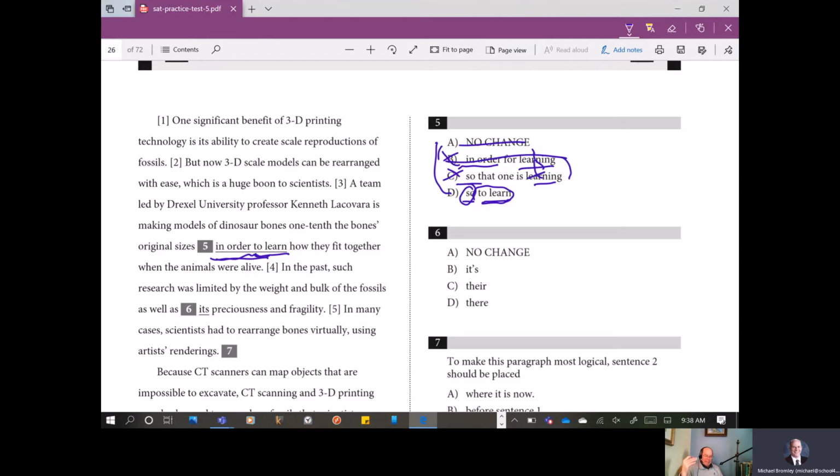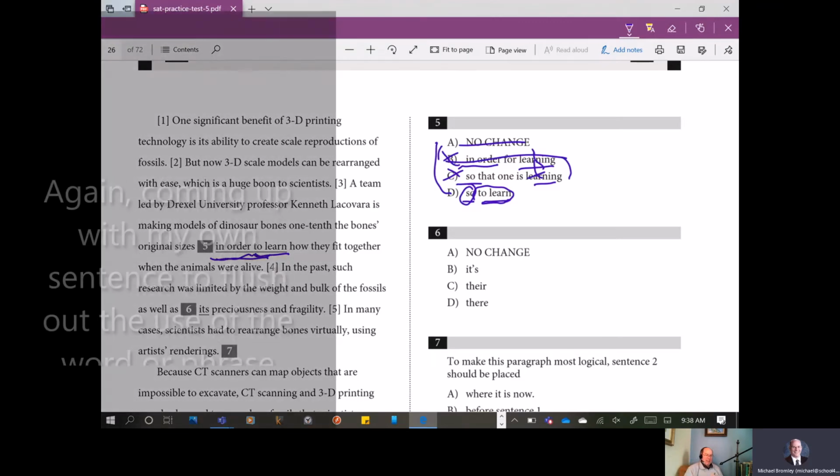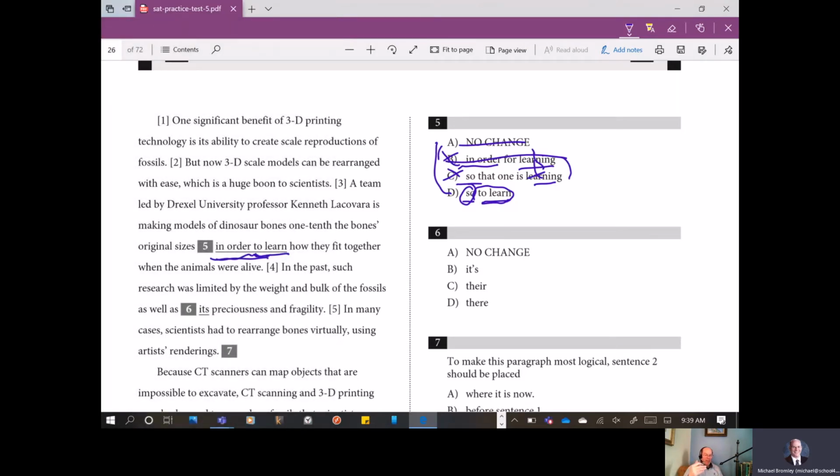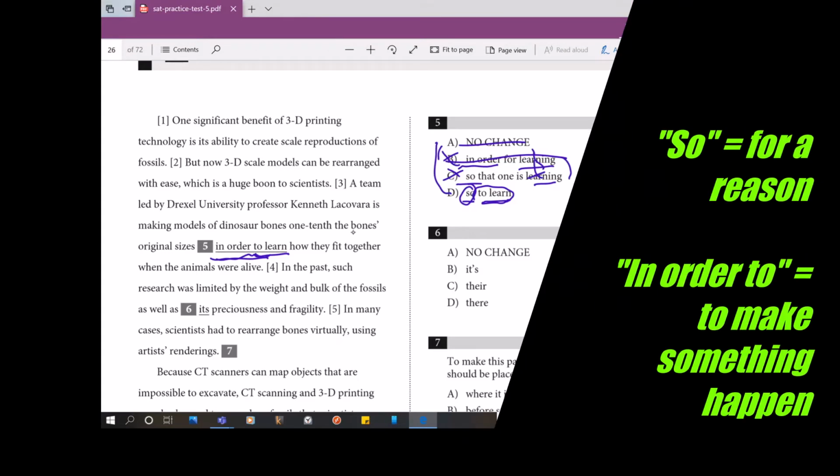Now, when we have the exercise, therefore I can lose weight. It's a very, very tight distinction here. But when I think of the difference between I exercise in order to lose weight, I'm exercising. And why am I exercising? To lose weight, and it's an outcome. Like the exercise is the way I get to losing weight. Whereas when I say I exercise so I can lose weight, I'm giving a reason for why I exercise. And so in this case here, a team is making models of dinosaur bones, not to make a reason for them to learn, but to help facilitate, to be a means to an outcome, which is in order to learn. So we go with 5A, in order to learn.